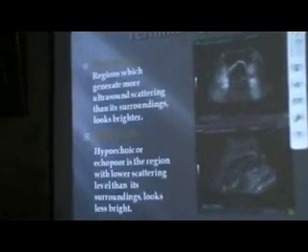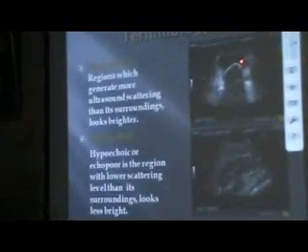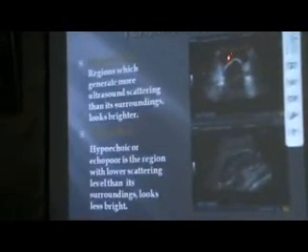Hyperechoic. Echogenicity means brightness. Hyperechogenicity means that tissue is brighter, a region which generates more ultrasound scattering or reflection than the surrounding, so it looks bright. As you can see here, this is the urinary bladder, and the fluid in the bladder is urine.